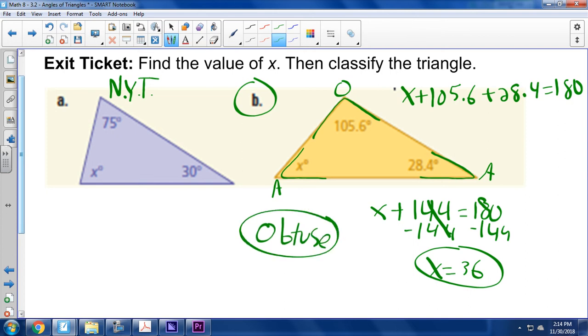So think about this triangle here. If it has a right angle, it's a right triangle. If it has an obtuse angle, just one, it's an obtuse triangle. If it has all acute angles, it's an acute triangle. So pause the video, give this a try, and then we are done, okay?